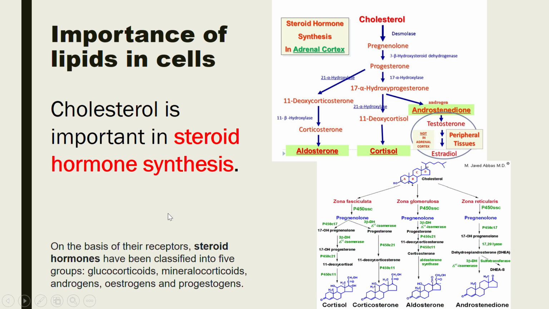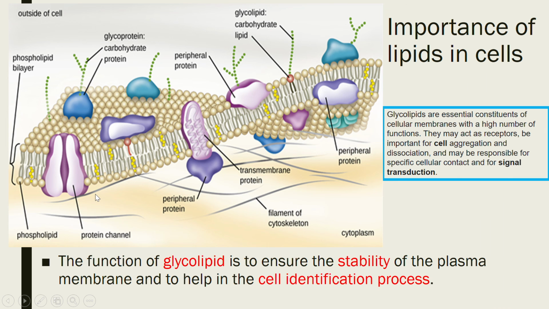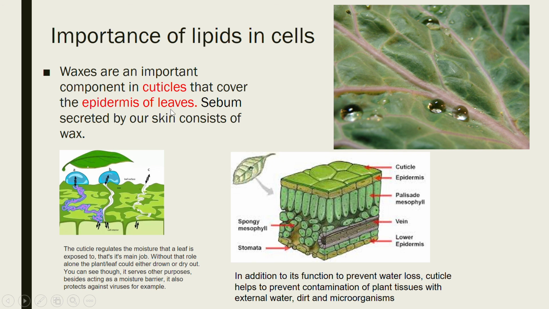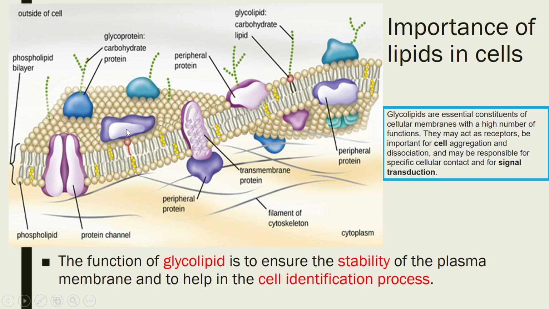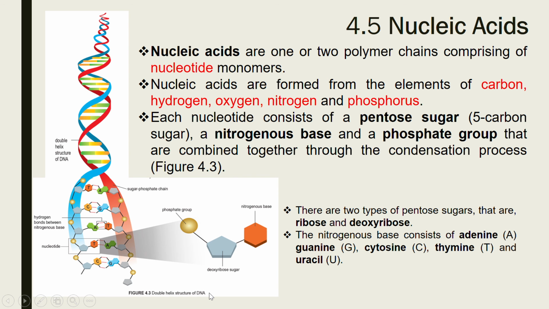So you have come across a few importances of lipids in cells. This summarizes all that we discussed just now: reserve energy, protecting internal organs, cuticles, and sebum. Sebum secreted by our skin also consists of wax. So among the importance of lipids, here are the listed ones.